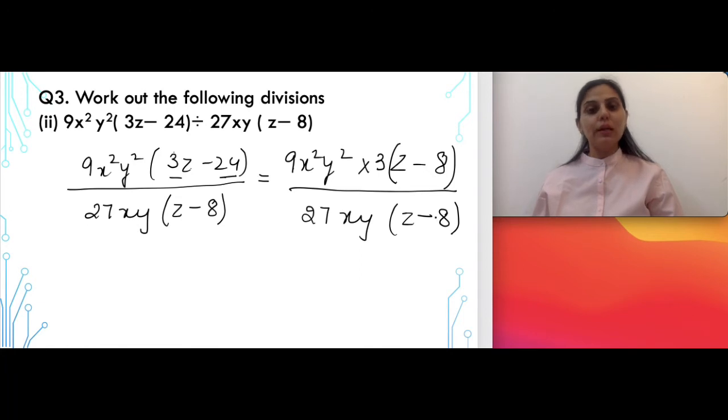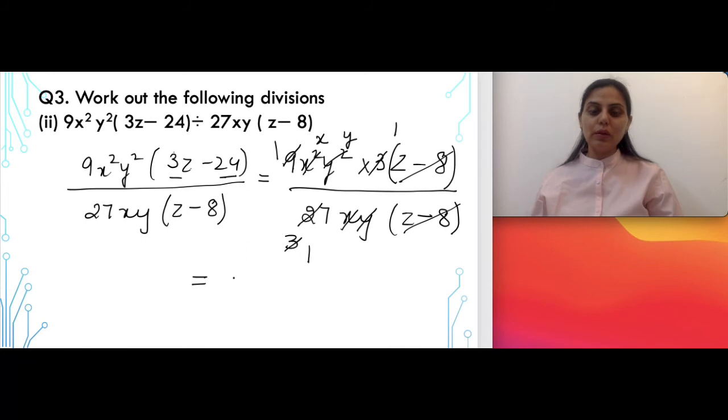So when you start cancelling the terms, obviously 9 and 27 can be cancelled first. 1x can be cancelled with x square, so only x will be left. 1y can be cancelled with y square, so only y will be left. And z minus 8 and z minus 8 can also be cancelled. Since all these terms are in multiplication, that is the reason we can cancel these terms. So we are left with now 3 and 3 can also be cancelled here since they are in multiplication.